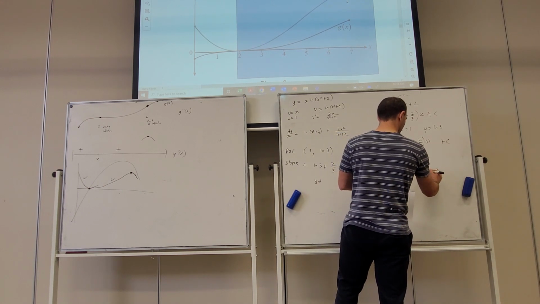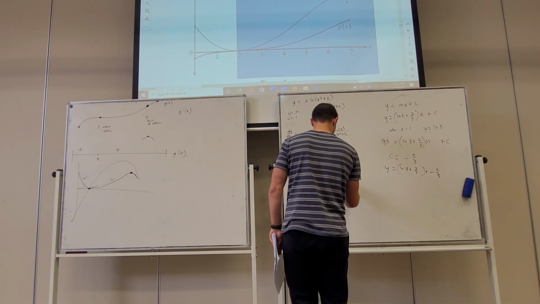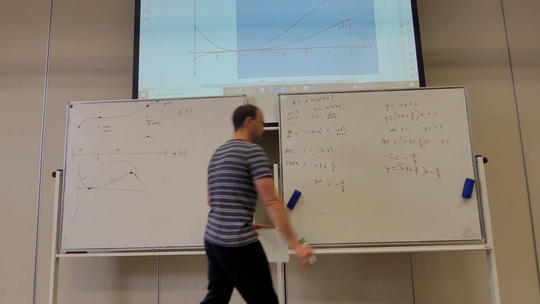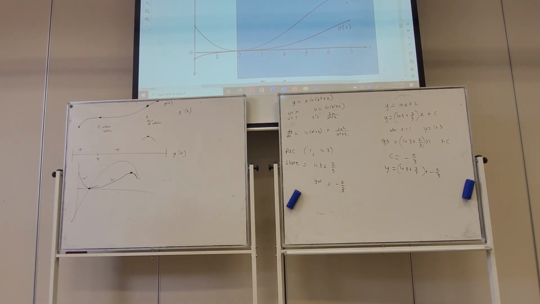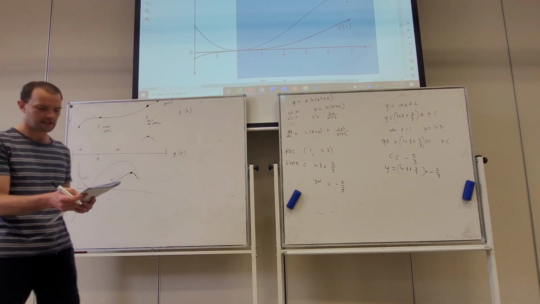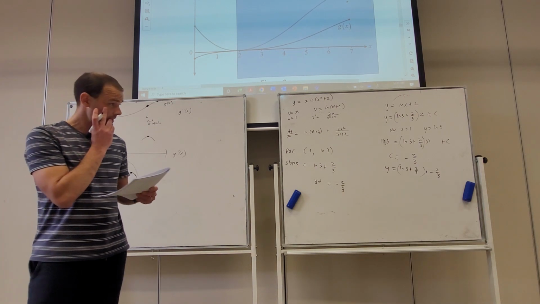Excuse me, the x should be there. The y-intercept is minus 2 on 3. So even if you weren't able to do part 2, you can still answer part 3, right? You can still get the marks there. Okay.